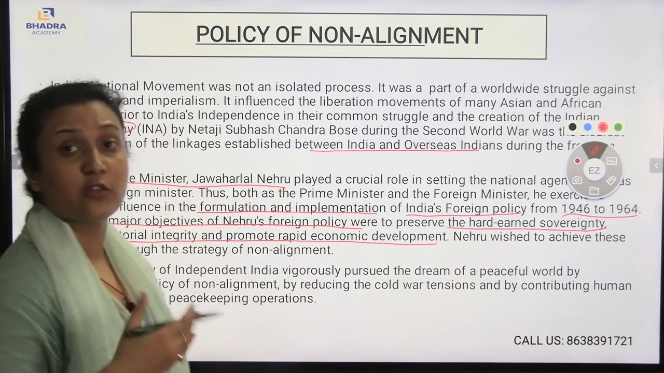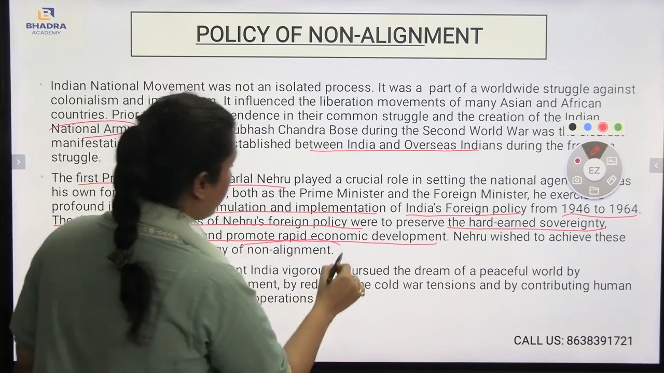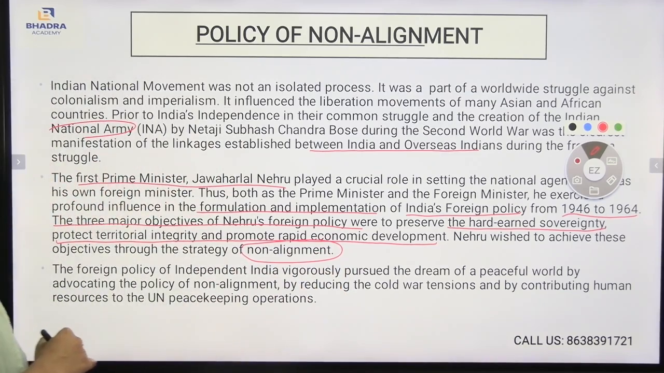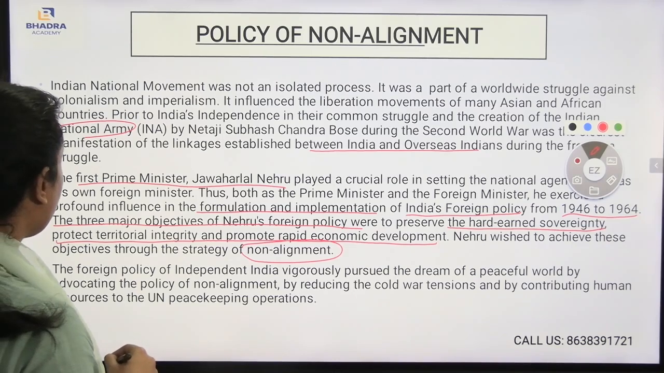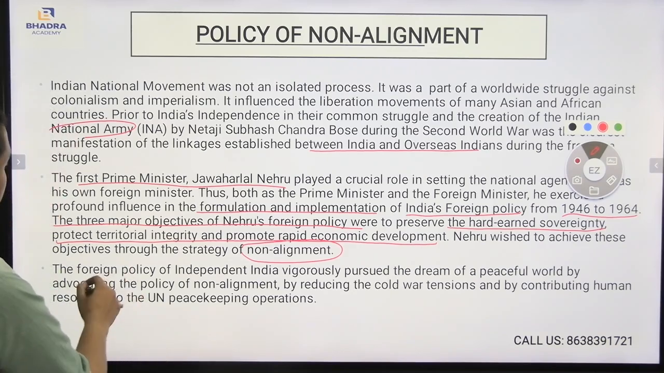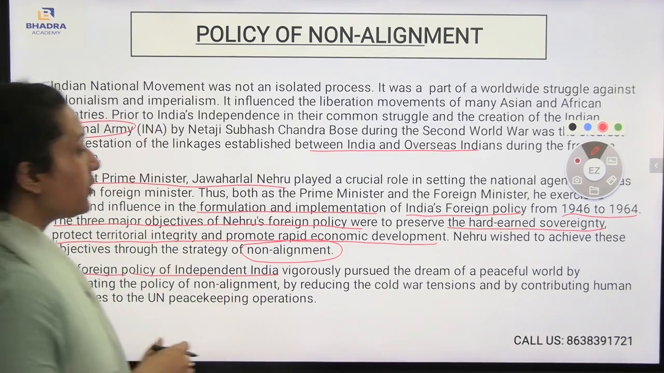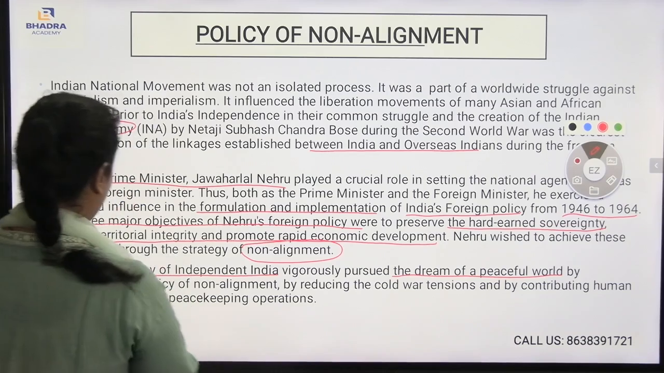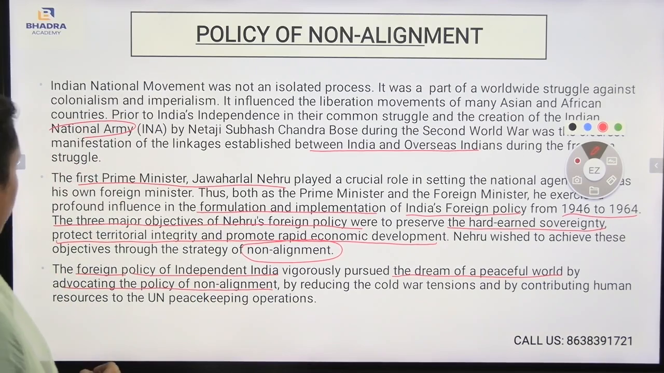Now, how can these strategies be achieved with the help of non-alignment? During that time, the word non-alignment came into existence. Now, the third point: the foreign policy of independent India vigorously pursued the dream of a peaceful world by advocating the policy of non-alignment, by reducing the Cold War tensions, and by contributing human resources to the UN peacekeeping operations.